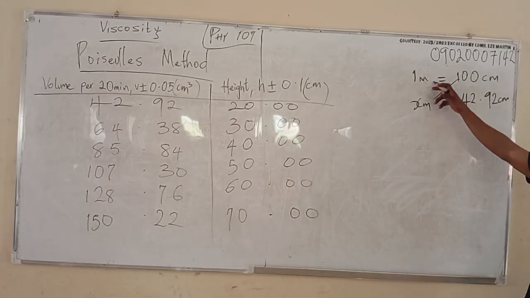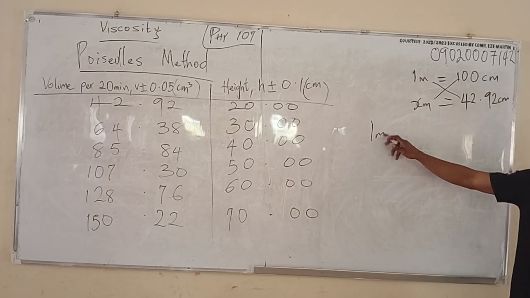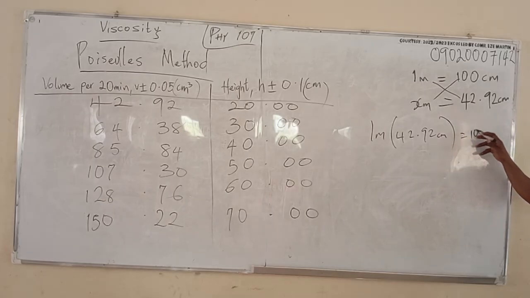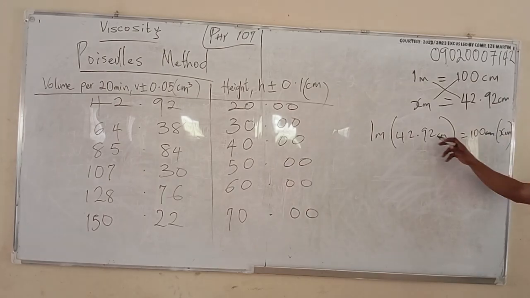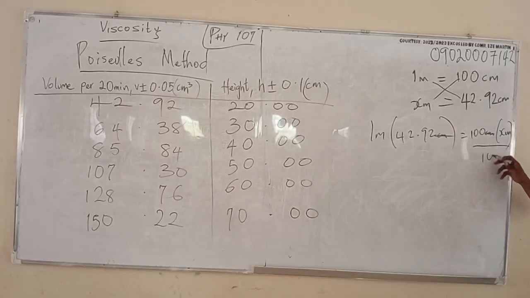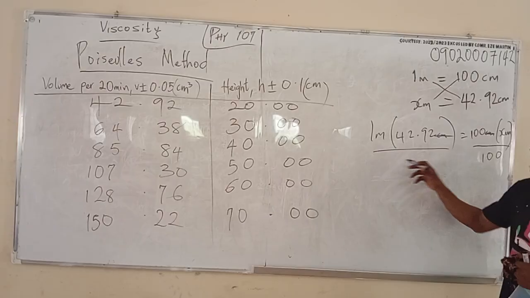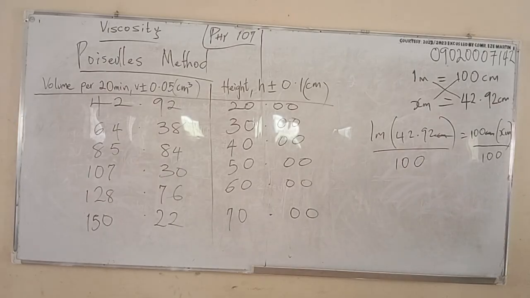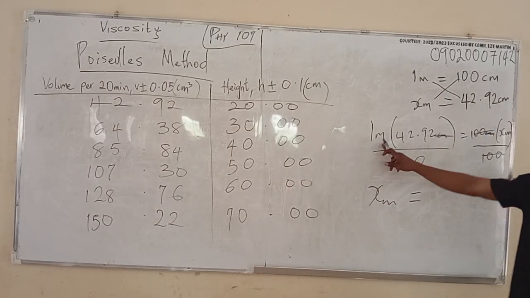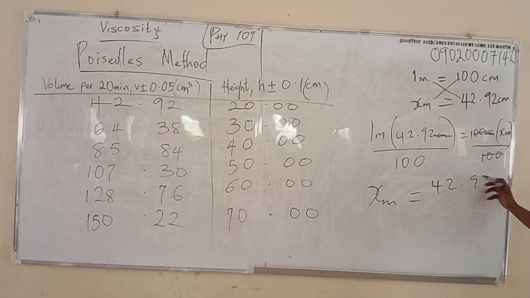If I cross multiply, I'm going to have 1 meter times 42.92 centimeter. Remember, I want to convert to meter. That is equal to 100 cm times x meter. So centimeter cancels centimeter. Now I divide both sides by 100, which is the coefficient of x. So x meter is equal to 1 meter times 42.92 divided by 100.